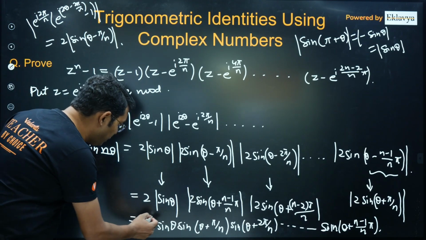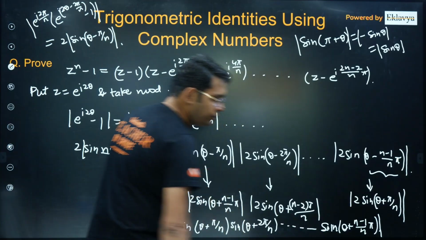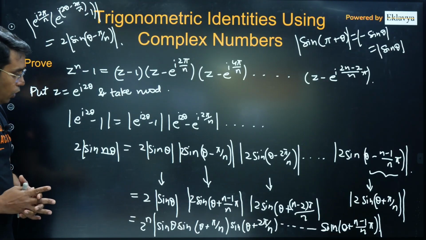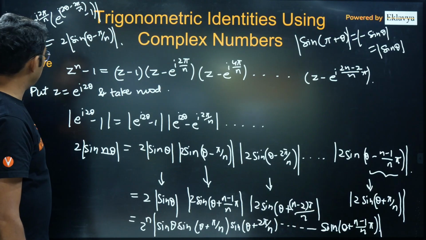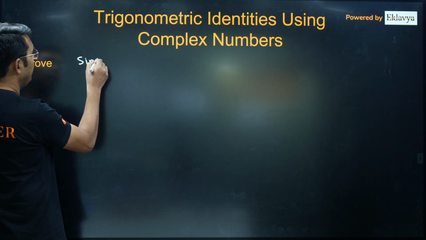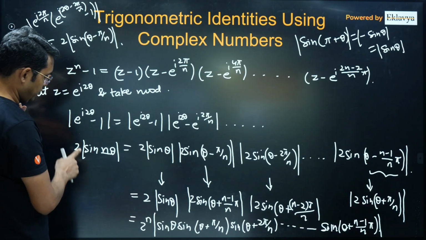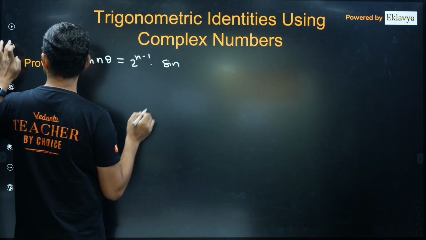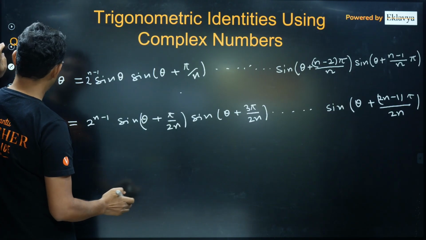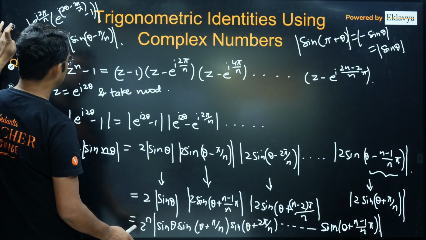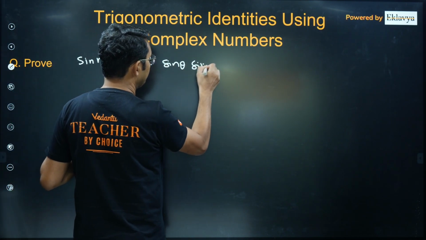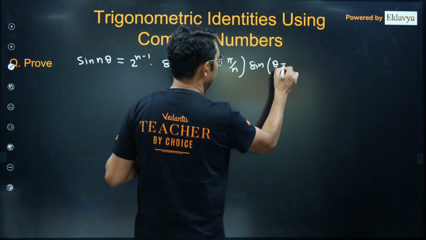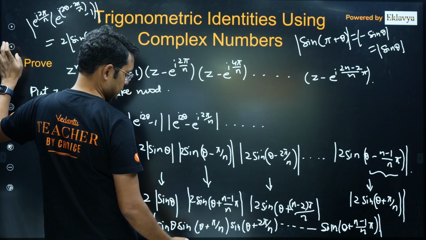Okay, here there is one problem. You may say that it was a mod. So how can we say that sine n theta will be equal to this thing without mod also? Let me write it on the next slide. So what we got is sine n theta equal to, this 2 will cancel one power, so it will become 2 power n minus 1 into sine of theta, sine of theta plus pi by n, sine of theta plus 2 pi by n.